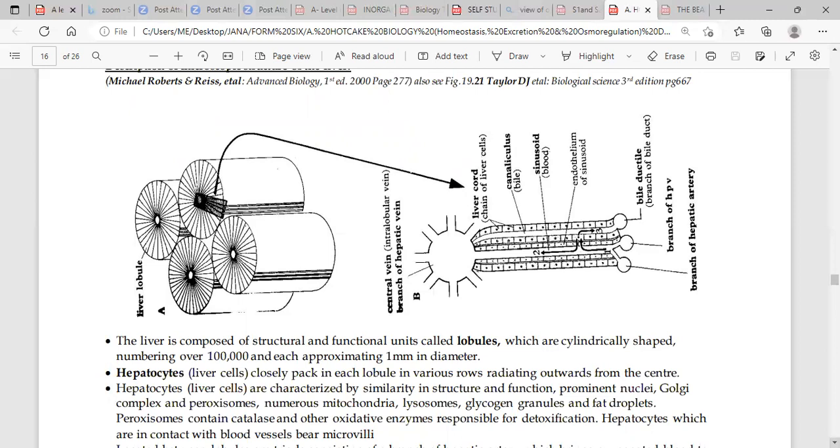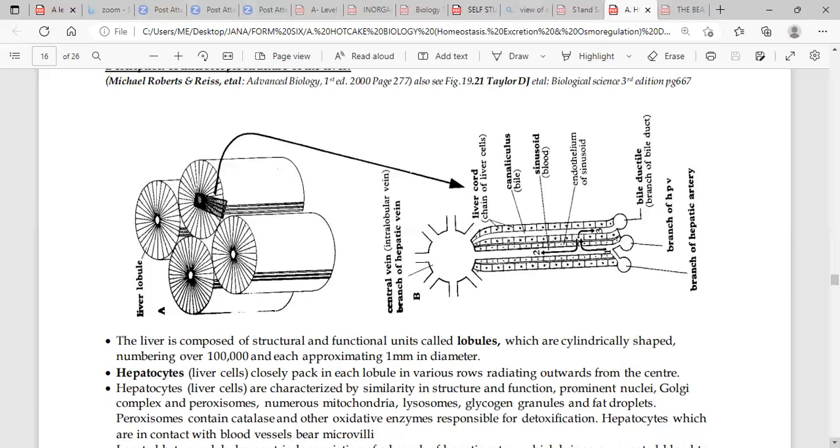It is the hepatic portal vein that brings blood from the alimentary canal. Much of the food that is absorbed from the alimentary canal enters the bloodstream through the hepatic portal vein, and then blood that leaves the liver goes through the hepatic vein, sorry, not the hepatic artery.